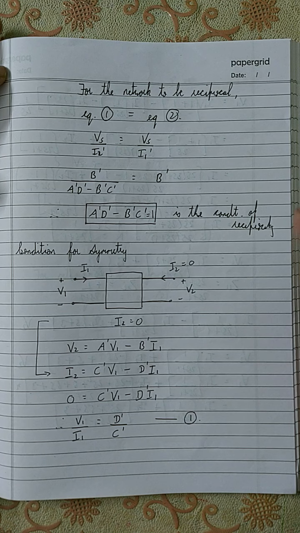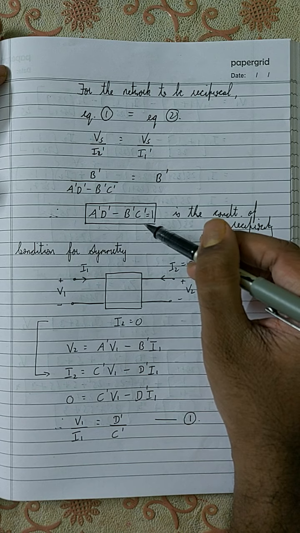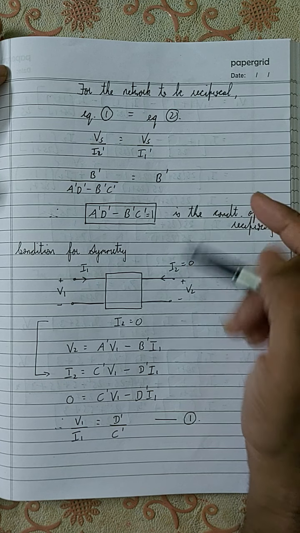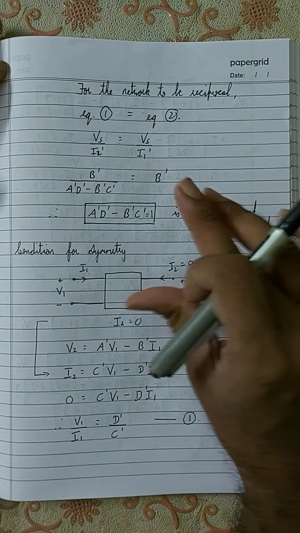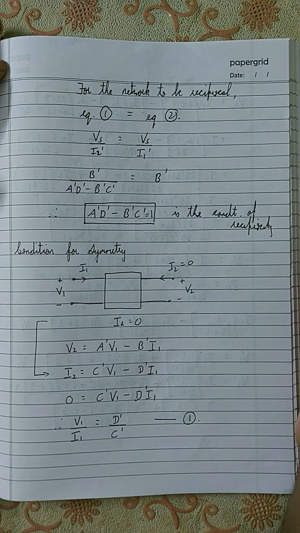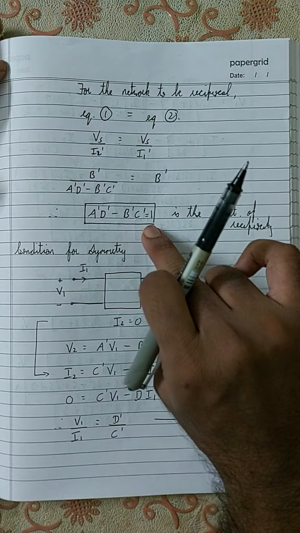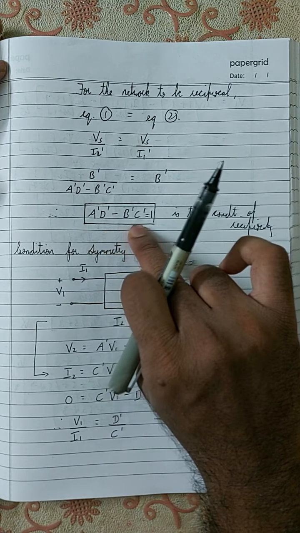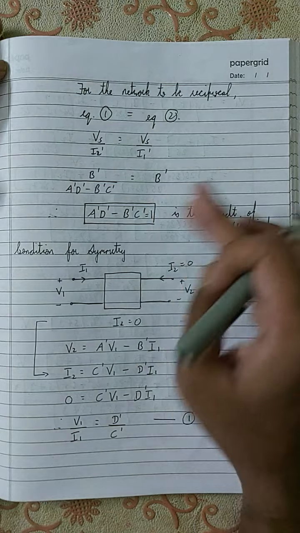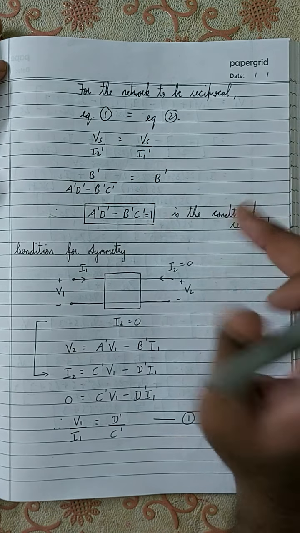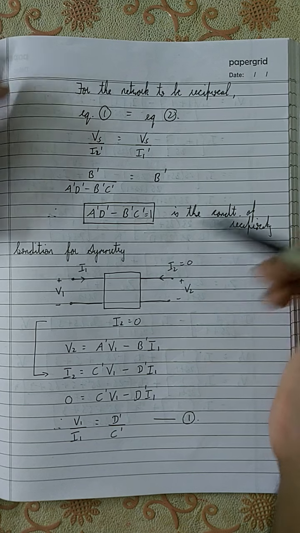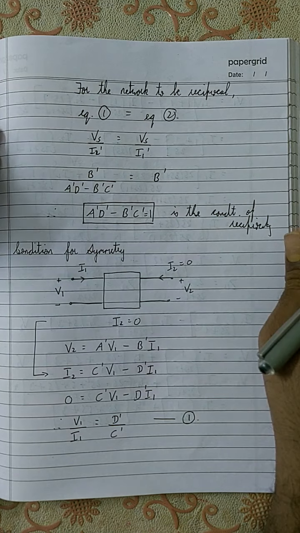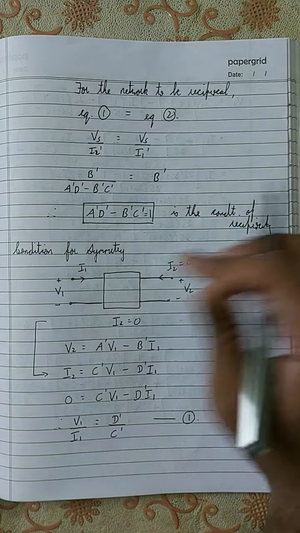One interesting fact about this is that if you compare this equation with the reciprocity condition of the transmission parameter, you can see that both equations are exactly the same. In transmission parameters also, the condition for reciprocity is AD minus BC is equal to 1. And in inverse transmission parameters, it is A dash D dash minus B dash C dash is equal to 1. So if you can remember one, then you can remember the other. Next, let's look at the condition for symmetry.